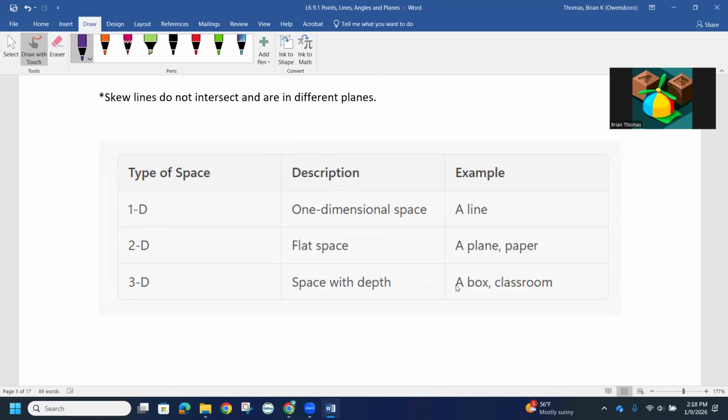So three-dimensional is kind of our world. We can keep it as simple as a box or a classroom. The space that we live in is three-dimensional. So those are the main types of space that we'll deal with. 1D, 2D, and 3D.